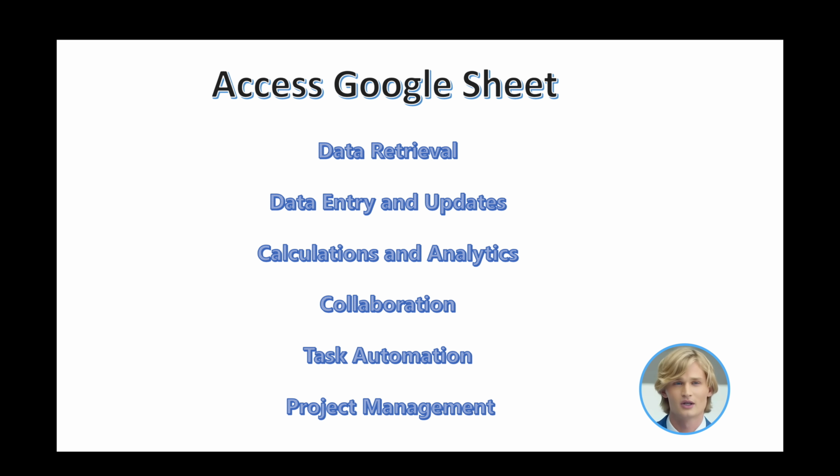5. Task automation. By integrating with Google Sheets, the chatbot could automate certain tasks like sending email alerts when specific data in the sheet meets certain criteria, or generating reports based on data in the spreadsheet. 6. Project management. The chatbot could be used to manage tasks and project-related information stored in Google Sheets. It could update task statuses, assign tasks, and provide project-related information to users.